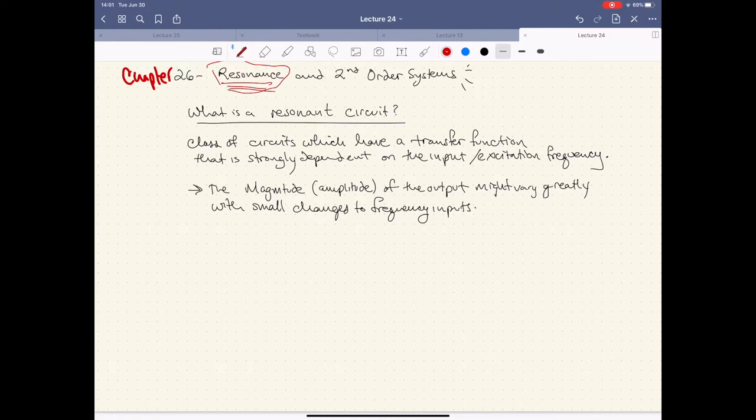You may have seen when you were younger, maybe if you took a music class, a tuning fork, right? It resonates at a particular frequency. Well, our circuits are going to do the same thing. They're going to resonate at a particular frequency. But what does resonance actually mean from a mathematical standpoint?